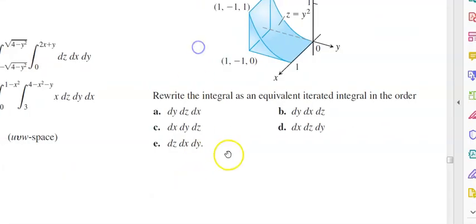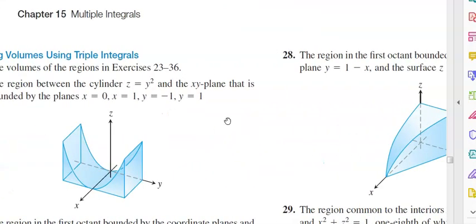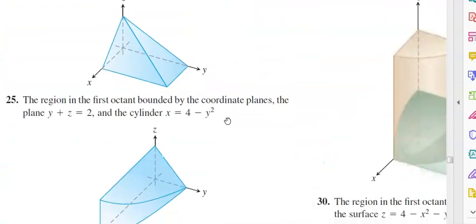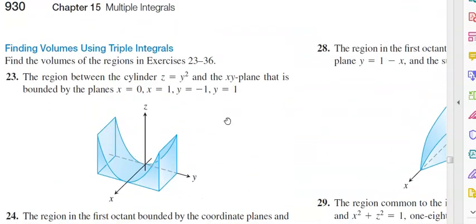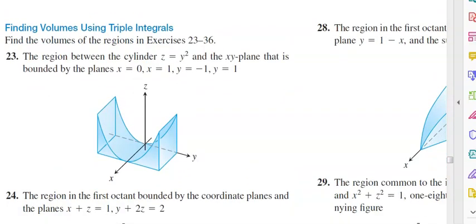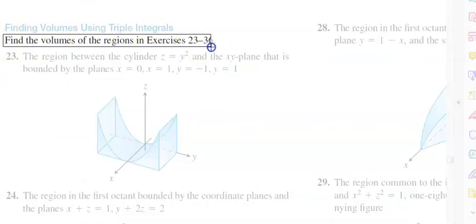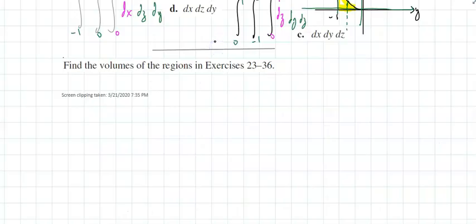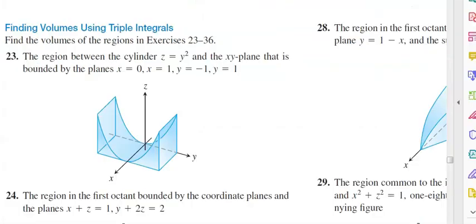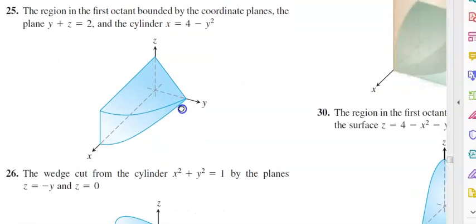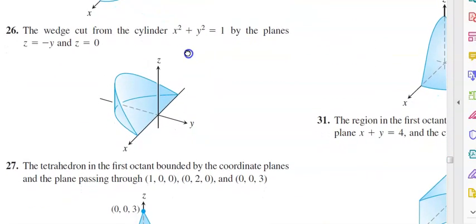Next problem I want to look at is number 26. Directions. Find the volume. Now there's a list of problems that you could practice if you really want. But I suggest you just follow what they want, what they ask.